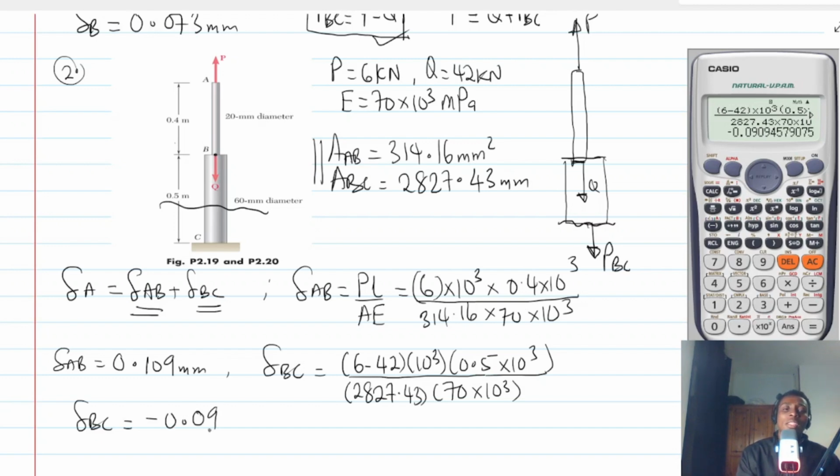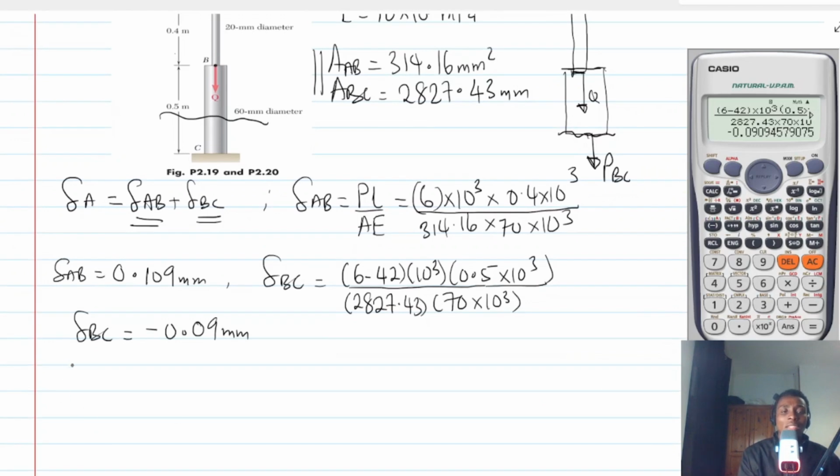So the negative result is because of the fact that we are actually getting a compressive force on BC, which is true. Okay, so all right, that is it in terms of millimeters.